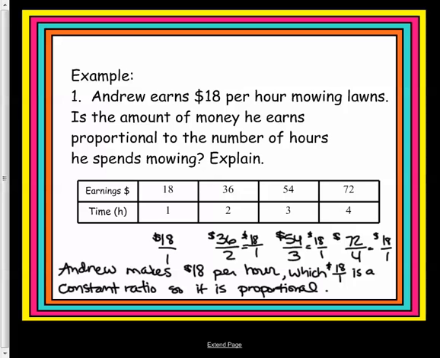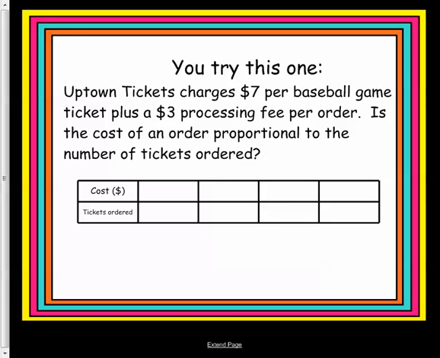Okay, let's see if you can do this one on your own. Go ahead and pause the video, and I'll be back in just a second to show you what I did. Okay, so Uptown Tickets charges $7 per baseball game, plus a $3 processing fee per order. Is the cost of an order proportional to the number of tickets?